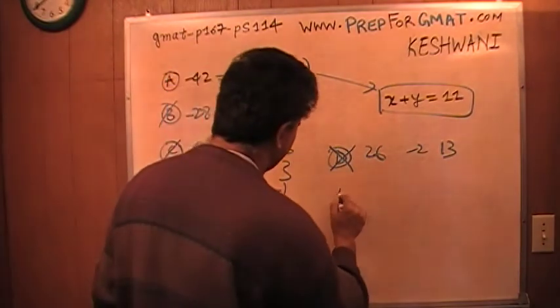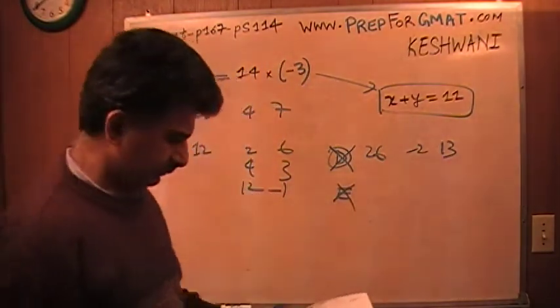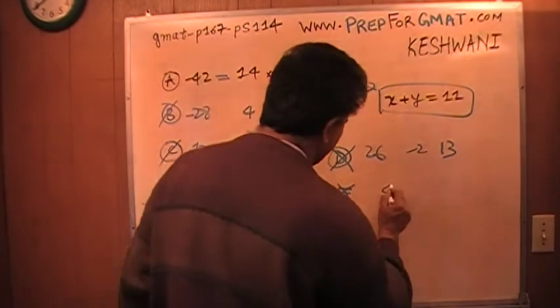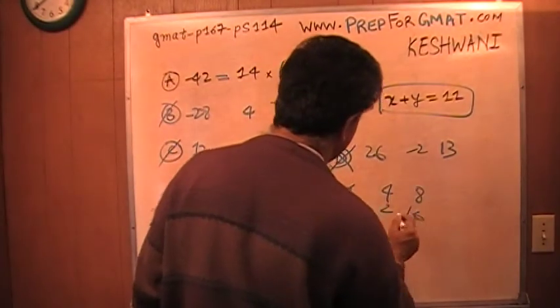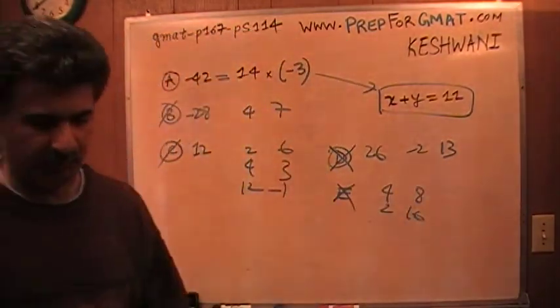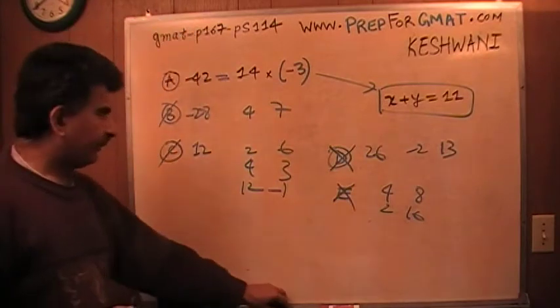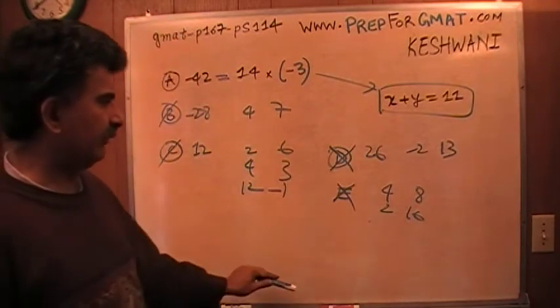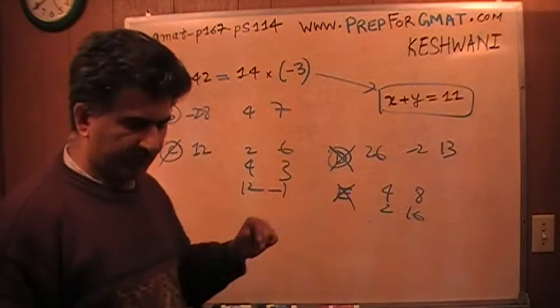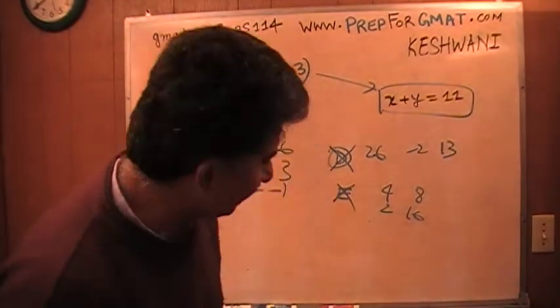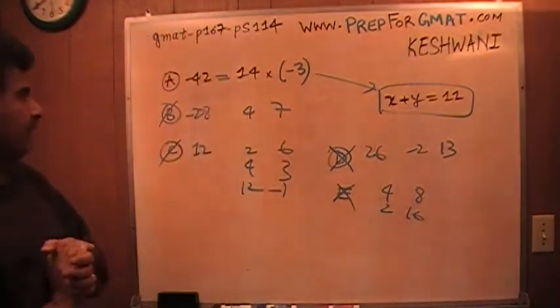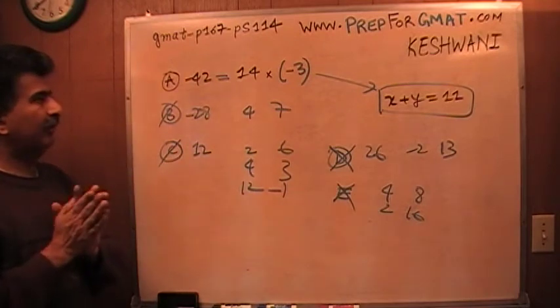And similarly, E is not going to work as well. You can try it out on your own. Because you can get 4 and 8 or 2 and 16. There's no way you're going to get positive 11 out of it, so that their product turns out to be what they tell you in E, which is 32. The answer is A. I hope you found this helpful.